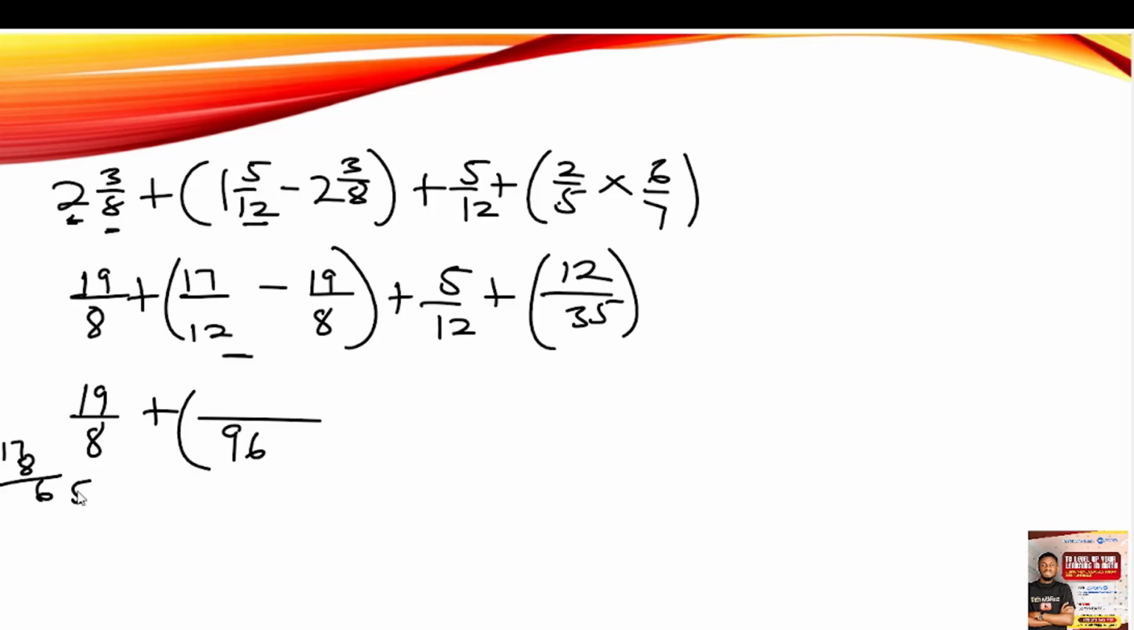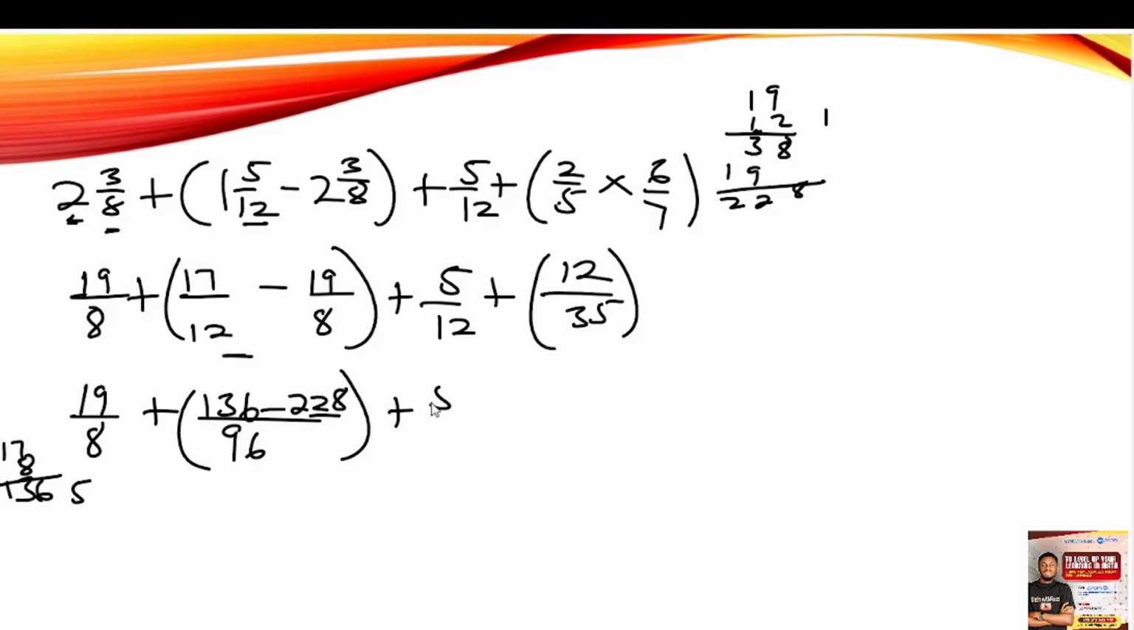8 goes into 96 12 times. That's 12 times 19. Now let's check it out here. 12 times 19. So 2 times 9 is 18. And the 1, 2 plus 1, 3. 1 times 9 is 9. 1 times 1 is 1. So 228 as the result. So we have 228.